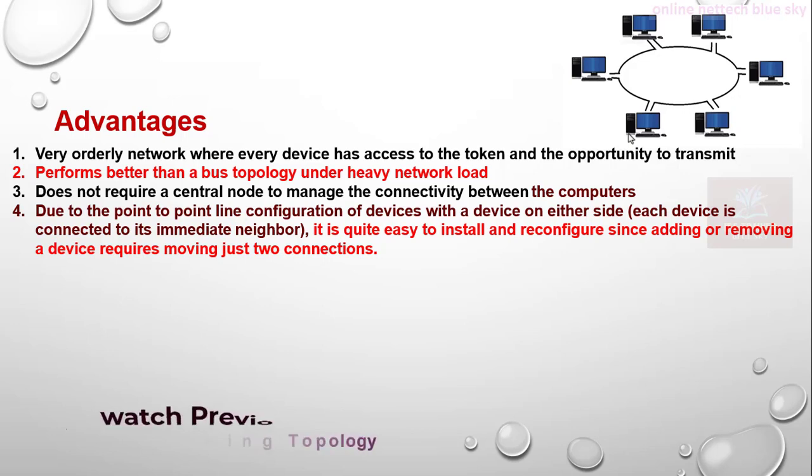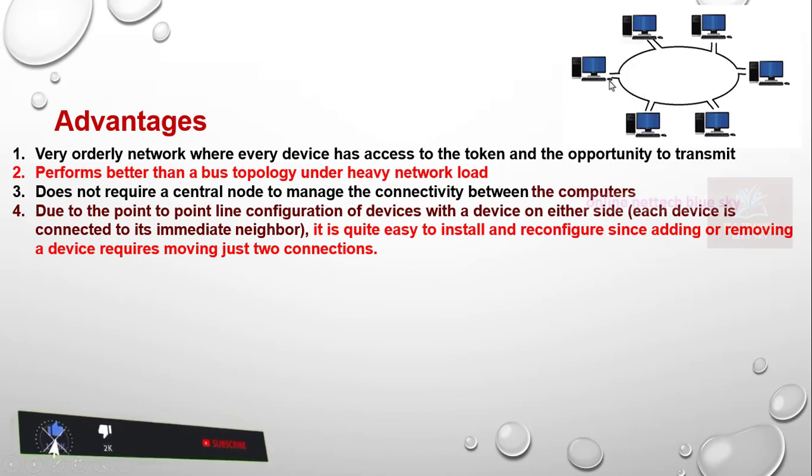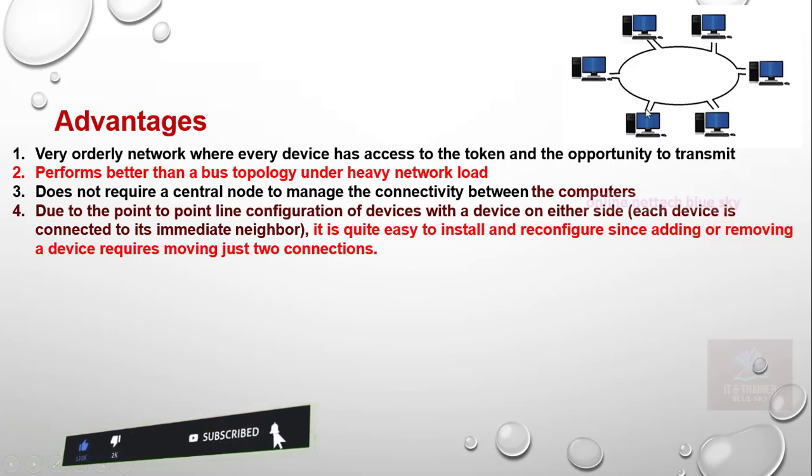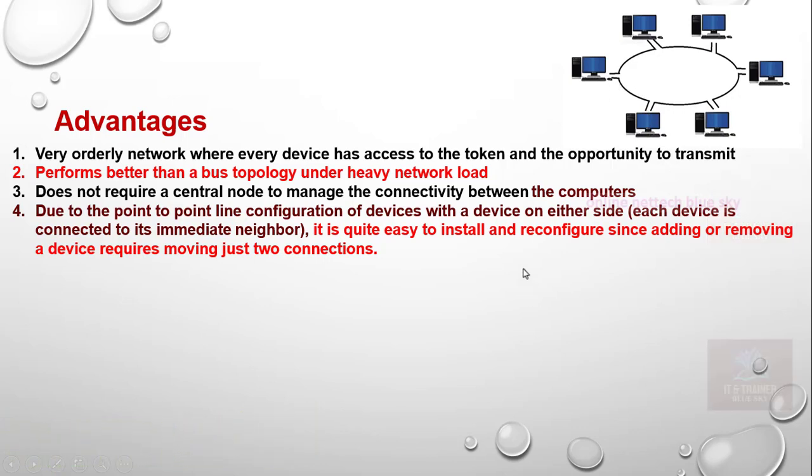It is easy to install and reconfigure, since adding or removing devices requires moving just two connections. Okay, so I'll give you an example. I want to change this. I want to remove this computer. So I disconnect the two cables, the RJ45 cables, and connect one cable on this side. So it is removed very easily, and if you want another computer connected, you can connect it from here. Okay, so this is one type: two connections minimum, and a port here.